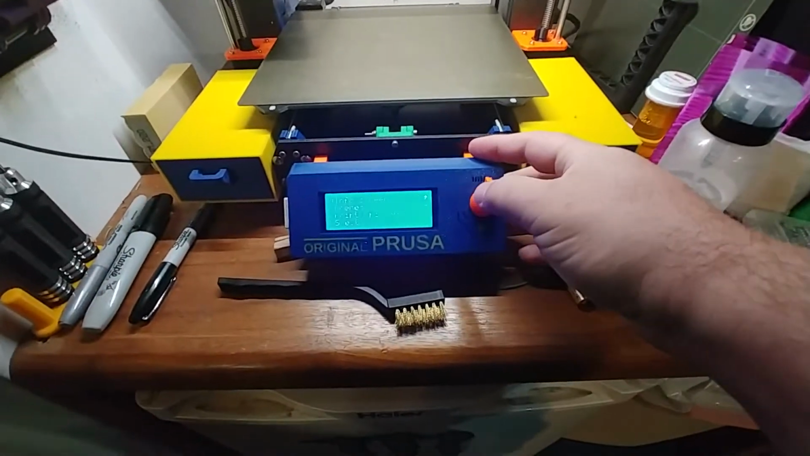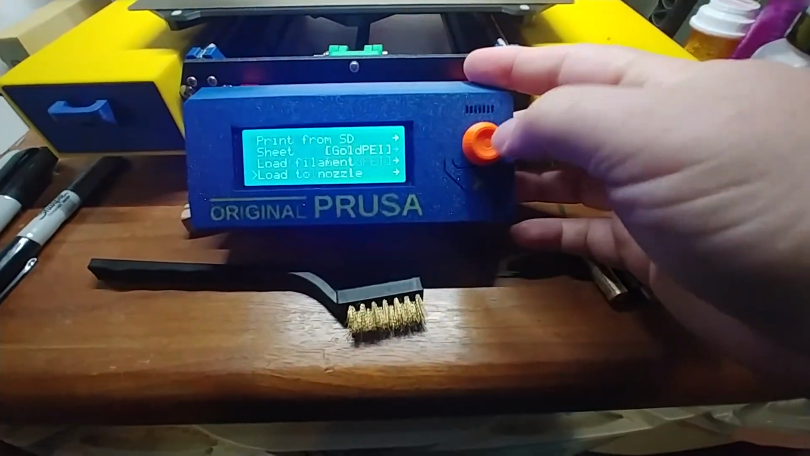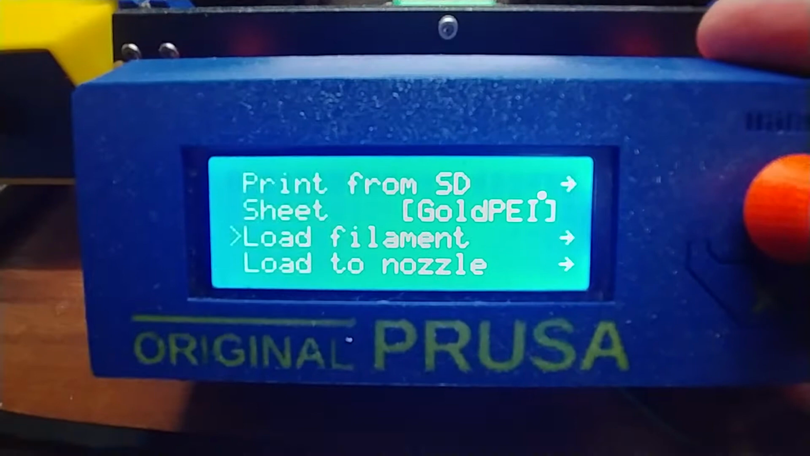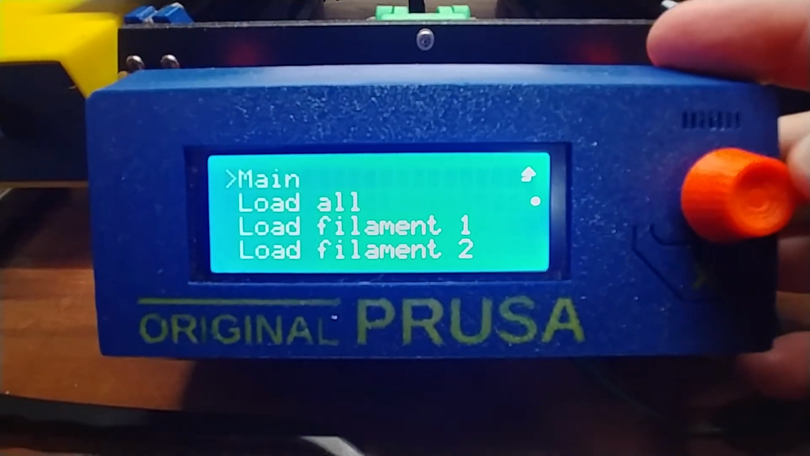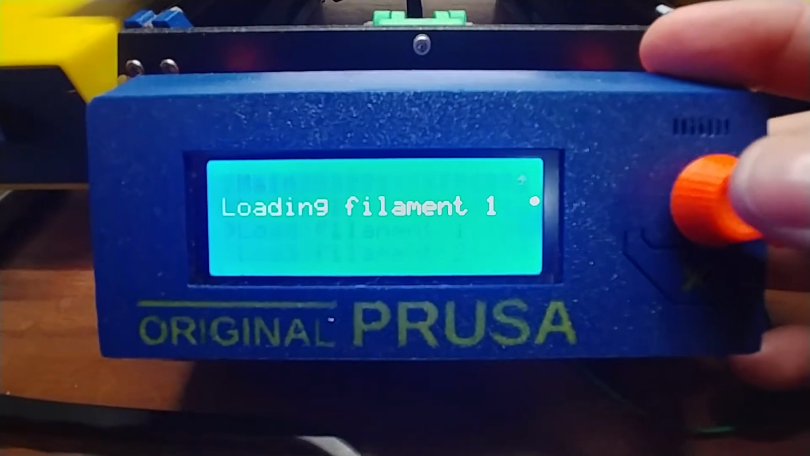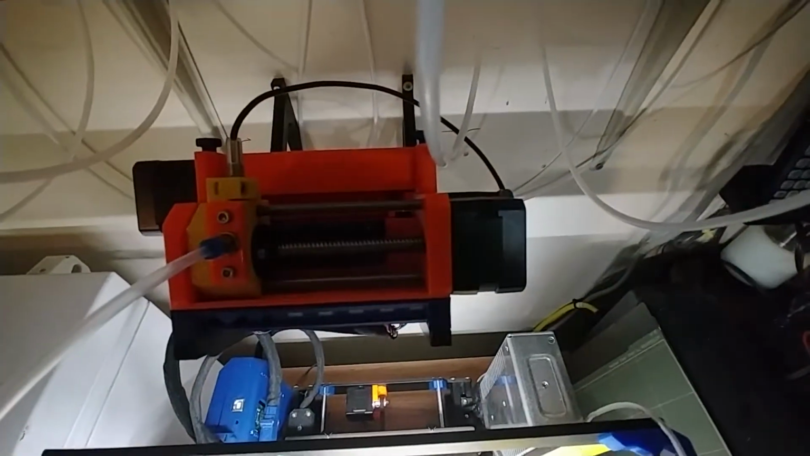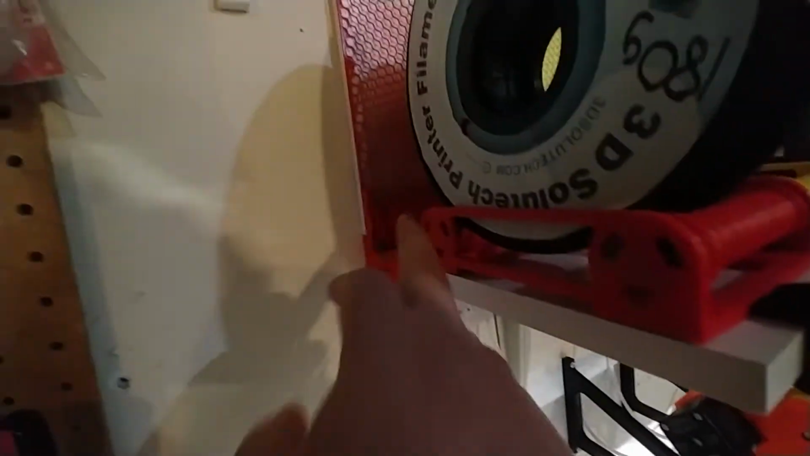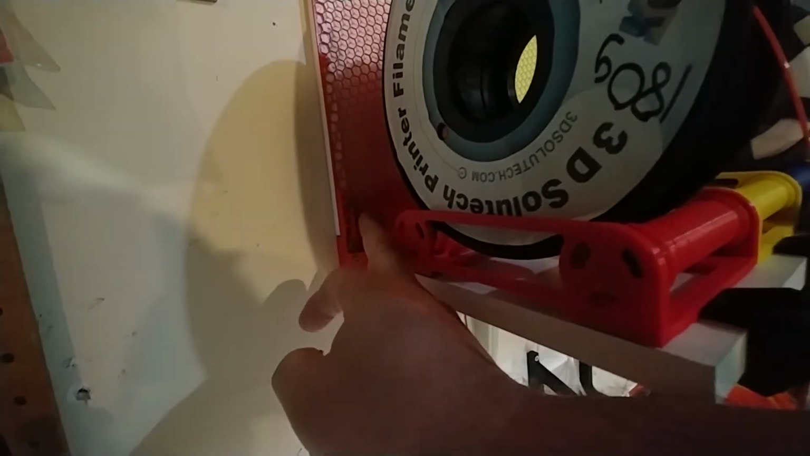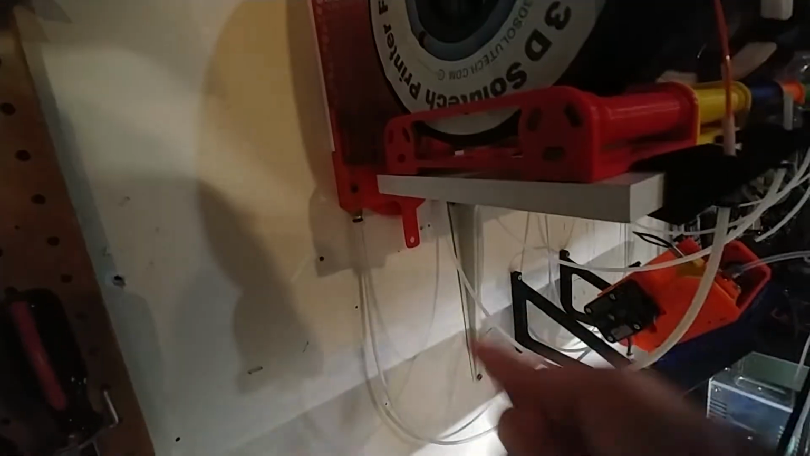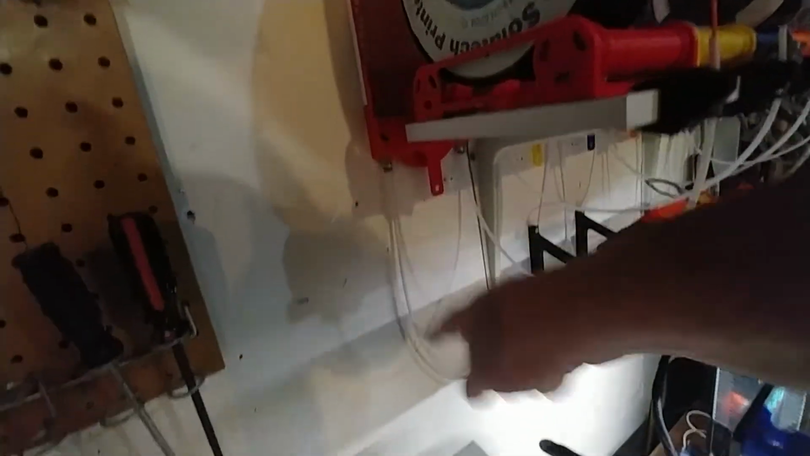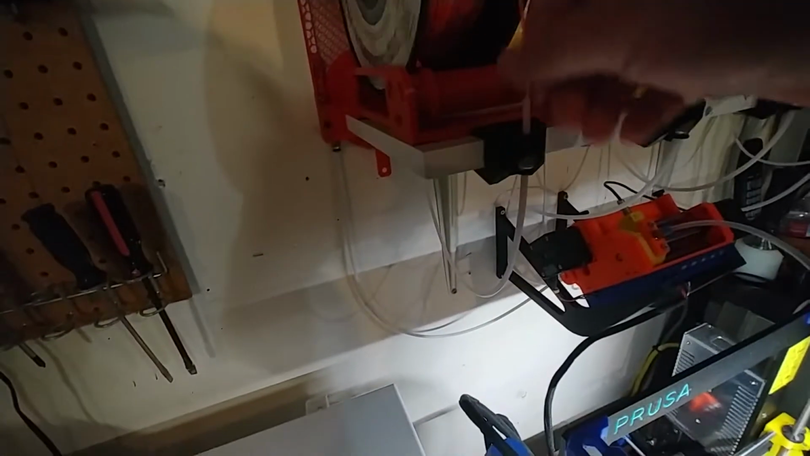So the first thing I do is tell the machine to load filament, and I'm going to load 1. So the MMU goes to 1 and it starts spinning, and then I just push that paddle up, and what that does is it moves this into place so that when I push the filament in, it loops around and back down into the other tube.